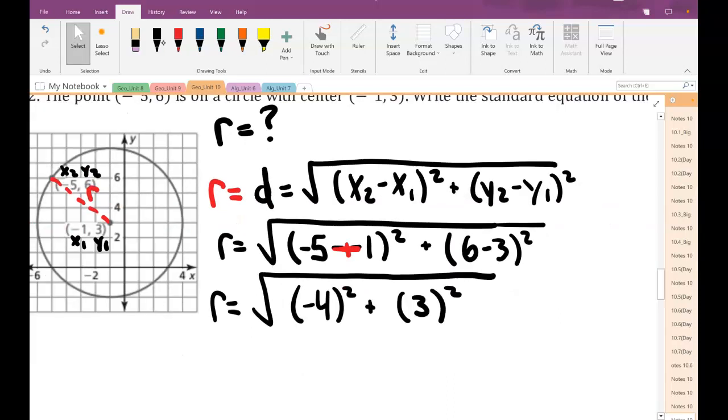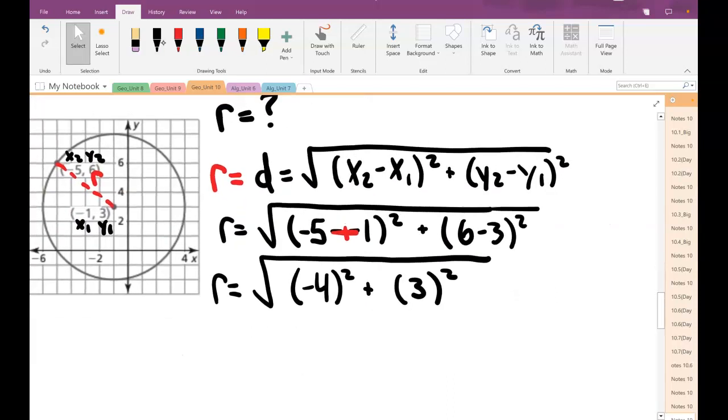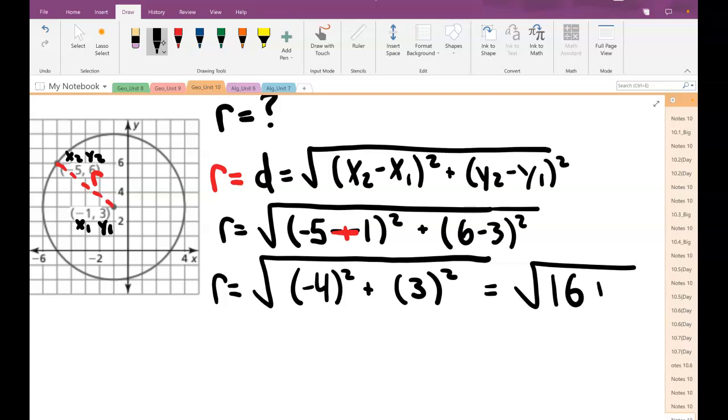We can go through and continue to simplify. This would be equal to -4 squared is 16. 3 squared is 9. So 16 plus 9 is 25. So r is equal to the square root of 25. 25 is a perfect square, so we get r is equal to 5.